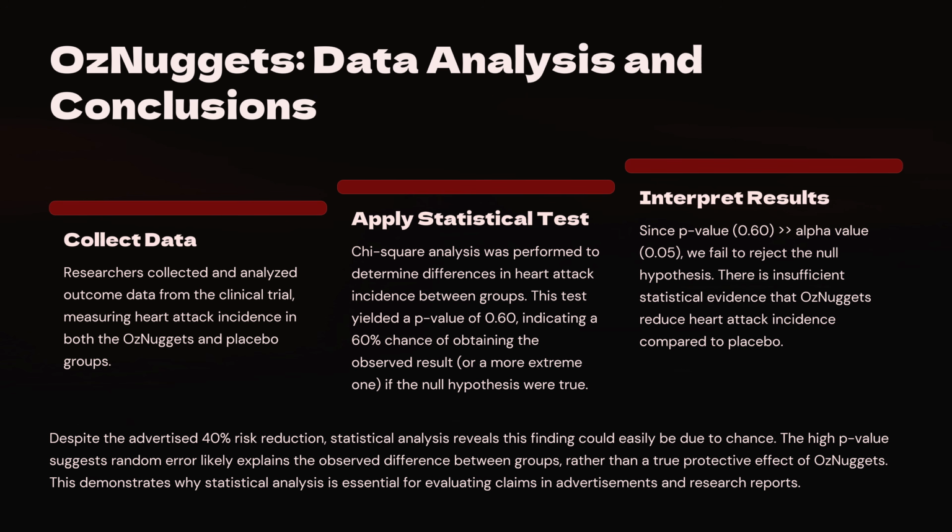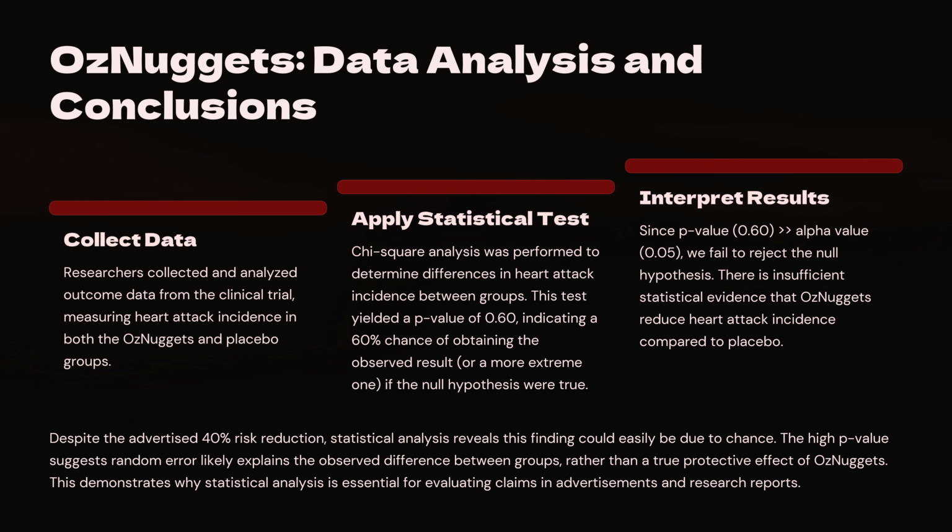After we've formulated our hypothesis and set the alpha value, we need to continue with our Oz nugget example. So we collect the data, right? We look at the data and analyze it from a clinical trial, and then we apply statistical tests, which in this case would be a chi-square analysis, which you will learn more about in a future module. And this is looking at the difference of heart attack incidence between the groups.